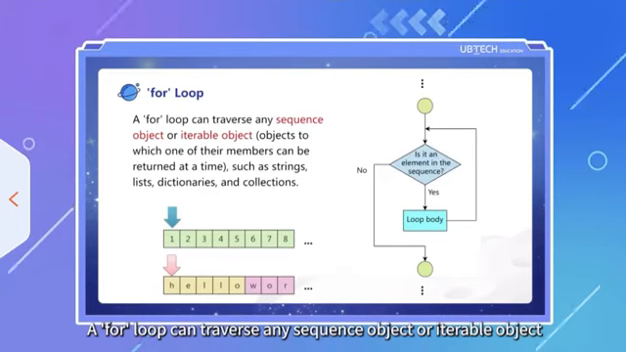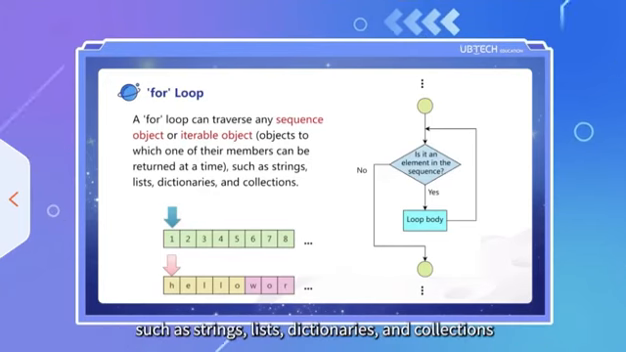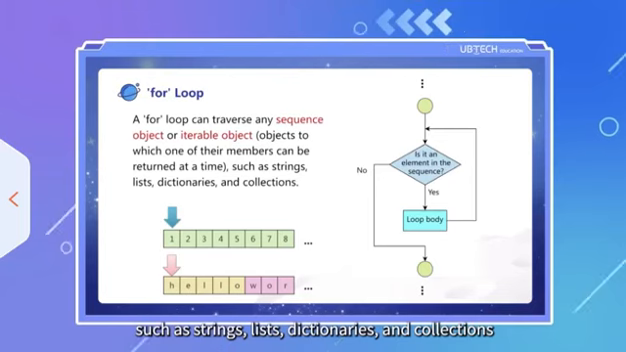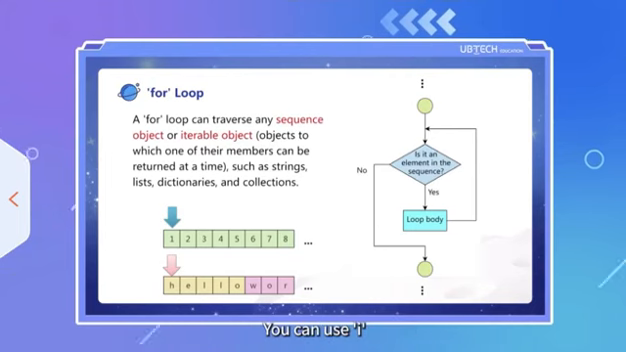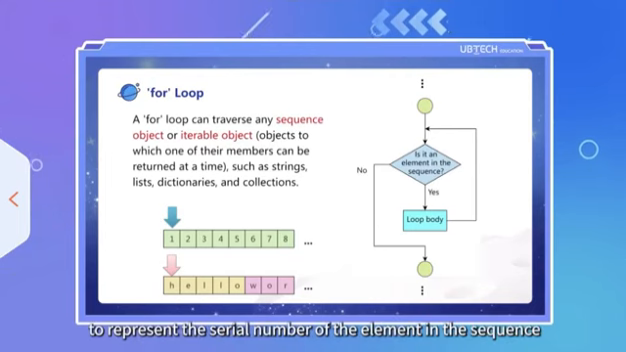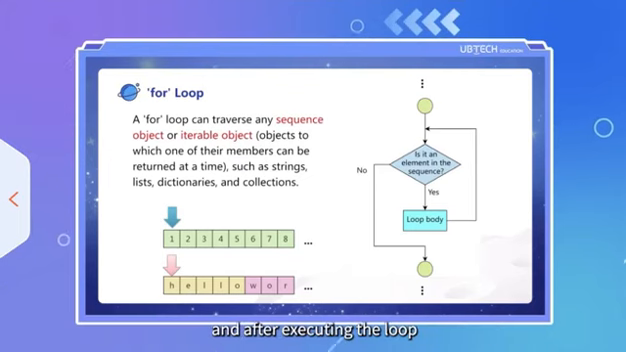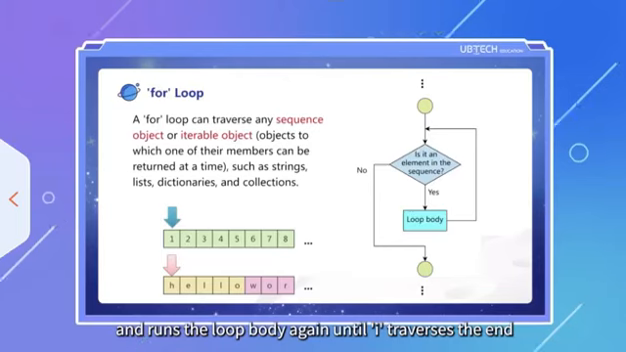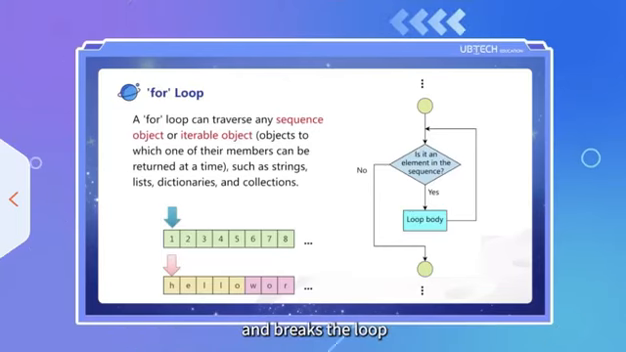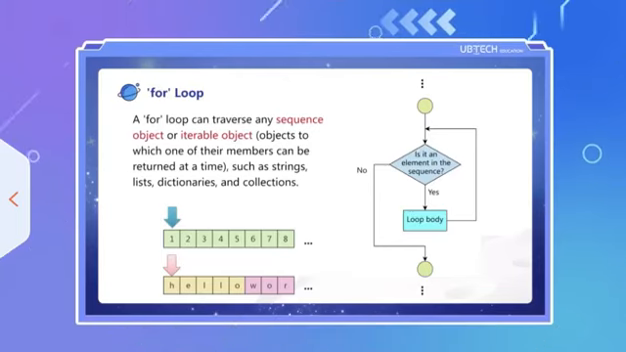execution. A for loop can traverse any sequence object or iterable object, such as strings, lists, dictionaries, and collections. The specific use is shown in the figure. You can use i to represent the serial number of the element in the sequence, and after executing the loop, it goes to the next element and runs the loop body again until i traverses the end and breaks the loop.